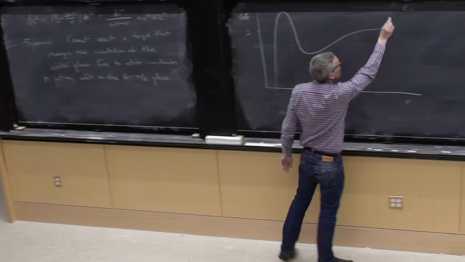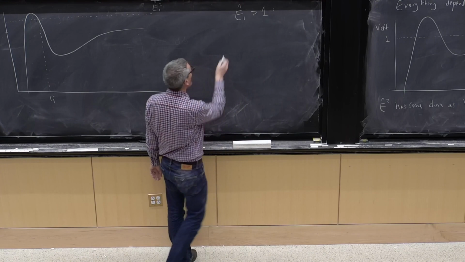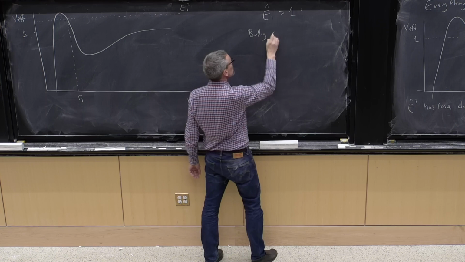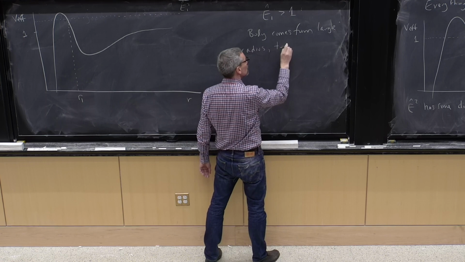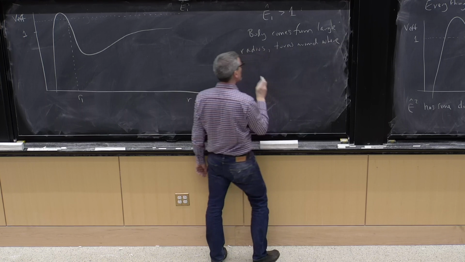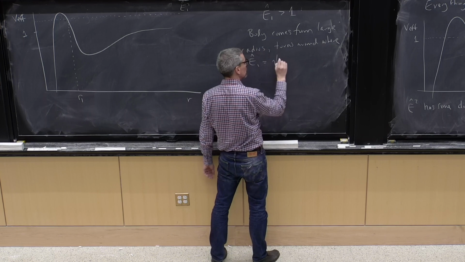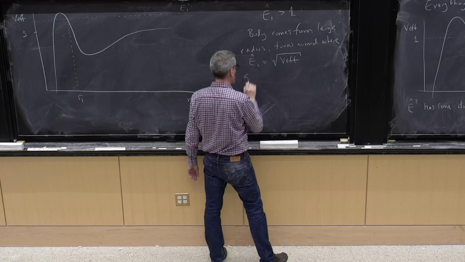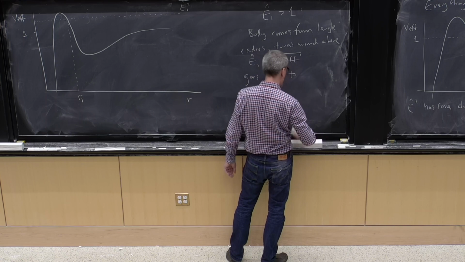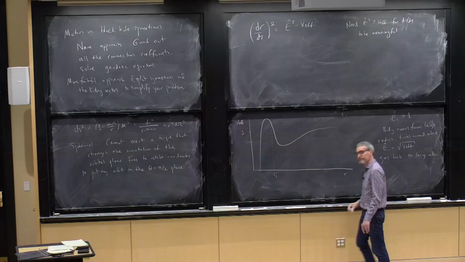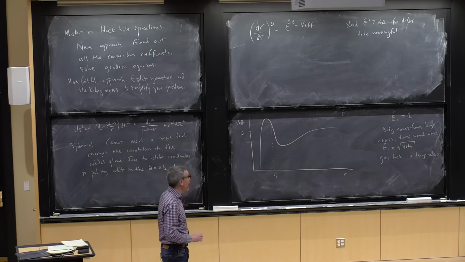So E hat greater than 1 corresponds to a body that comes in from large radius, turns around at the particular radius where E hat is the square root of the effective potential, and then goes back out to large radius. Okay. In Newtonian gravity, we would call this a hyperbolic orbit. Okay?